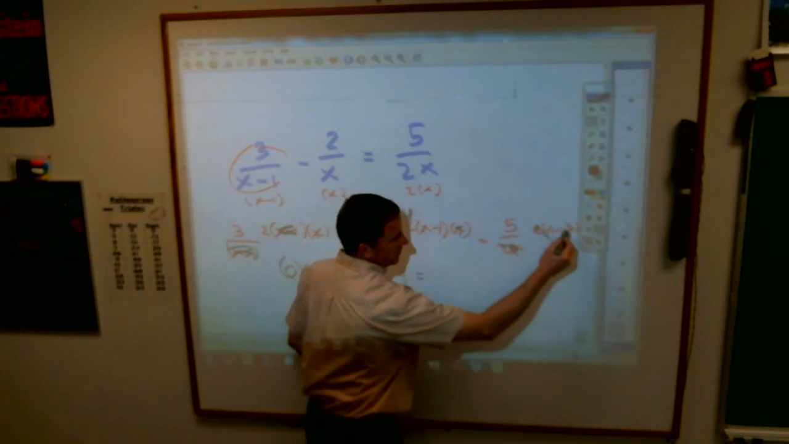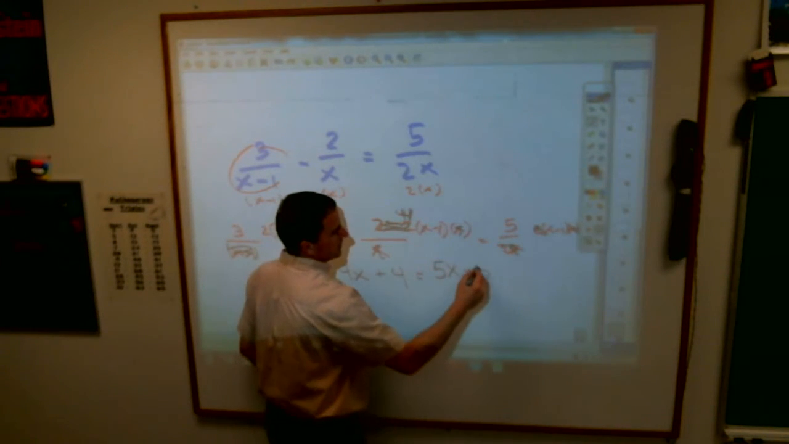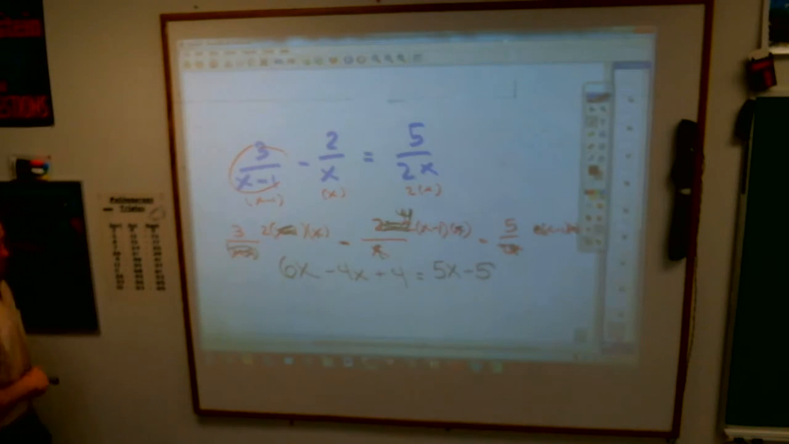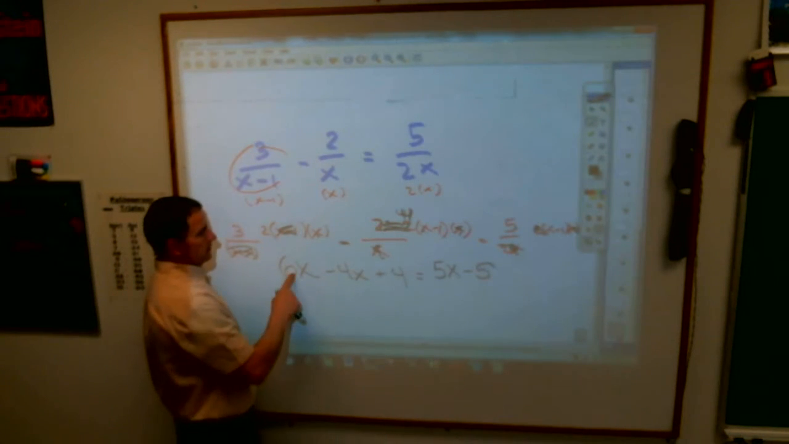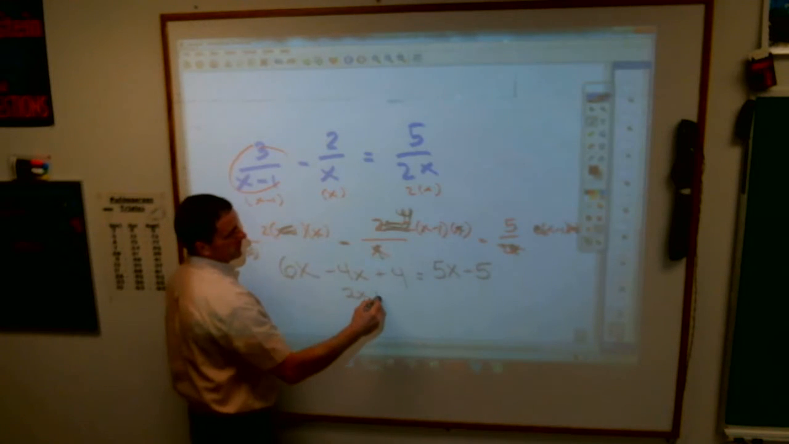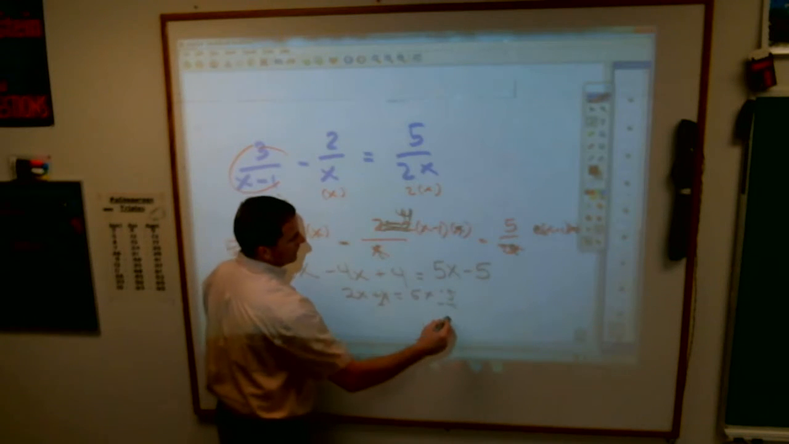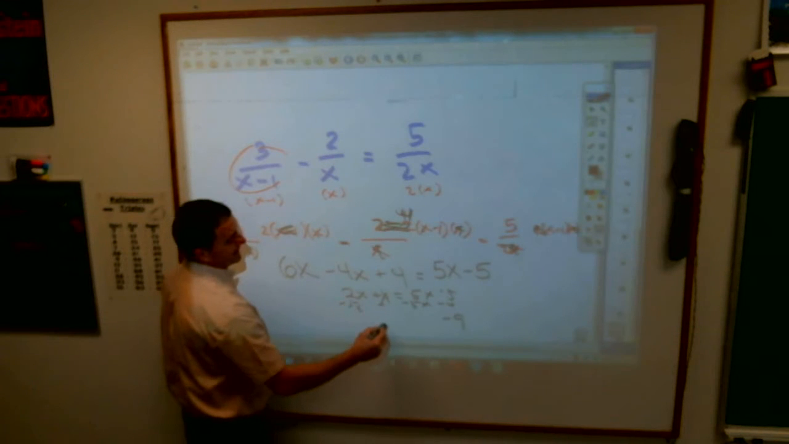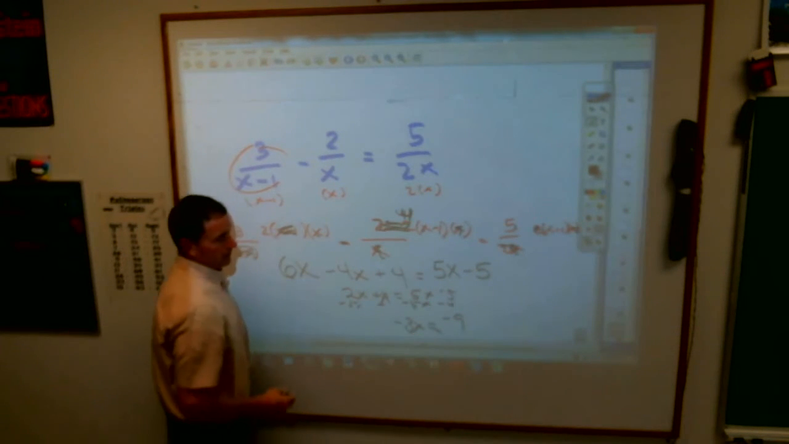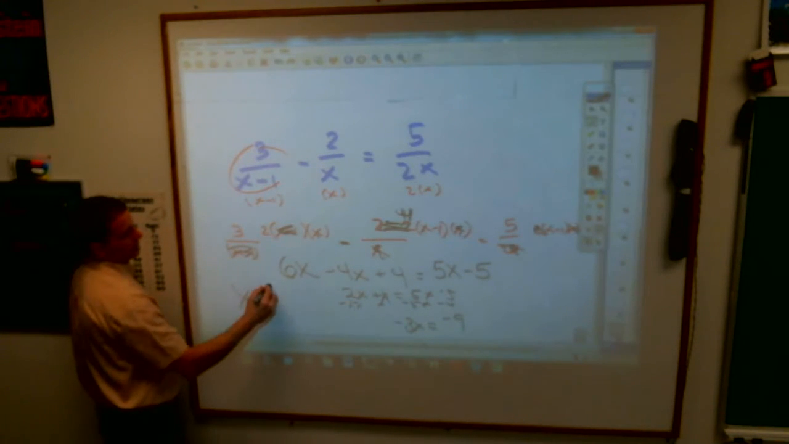Now the 2 and the x cross off, so you're left with 5 times x minus 1, which is 5x minus 5. And then it's just a matter of solving. I hope I did this right. 6x minus 4x, I get 2x plus 4 equals 5x minus 5. Subtract 4, I get a negative 9. Subtract 5x, I get a negative 3x. If you divide negative 9 by negative 3, you get x equals 3.